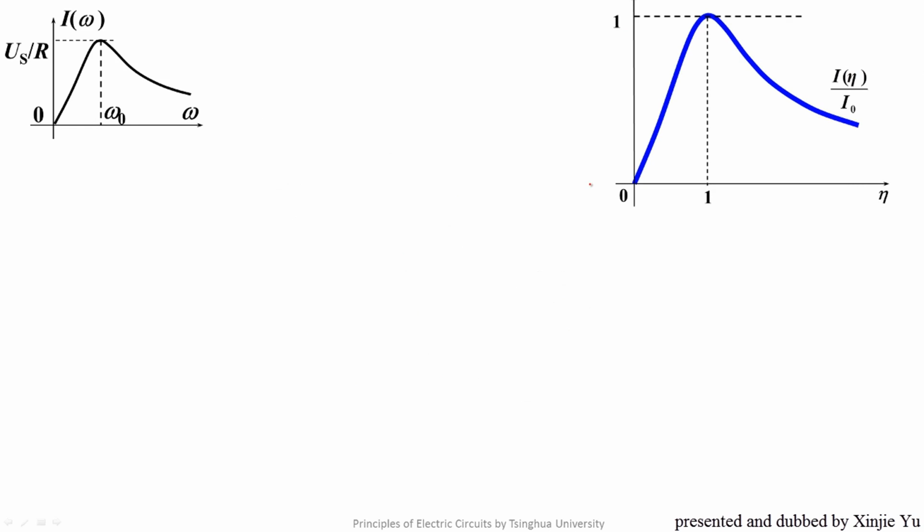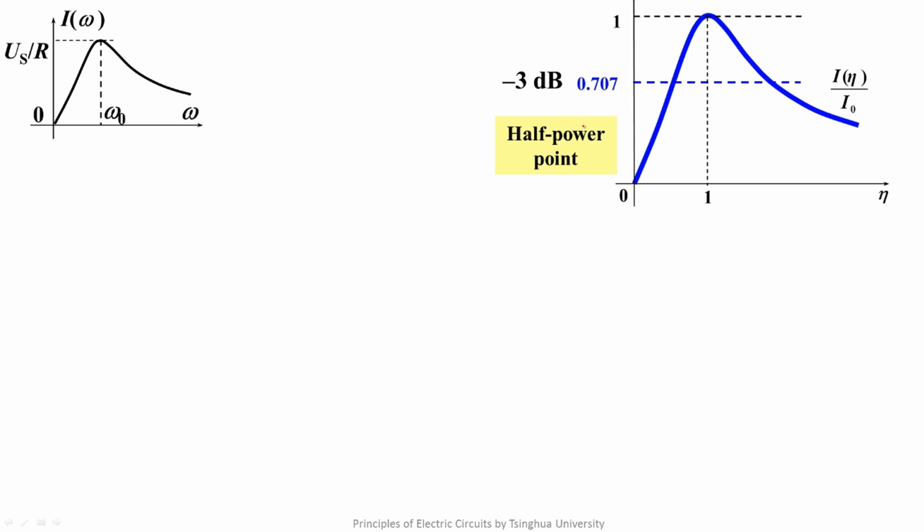Next, let's discuss the question of how to get the quality factor from the frequency characteristic. In the general resonant frequency characteristic, we can find two half power points. 0.707 corresponds to negative 3 dB. It's a half power point. We've introduced this in lecture 70.